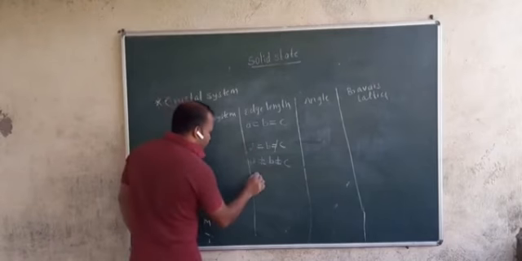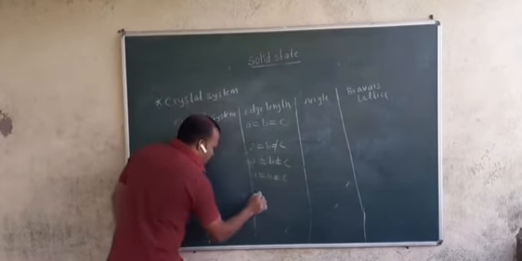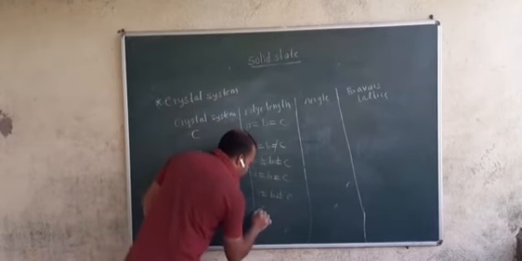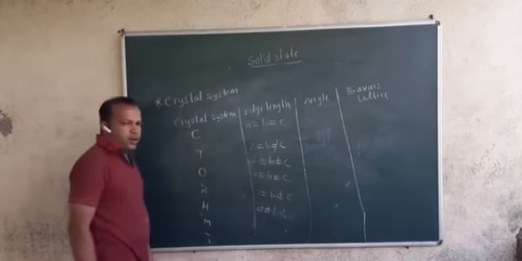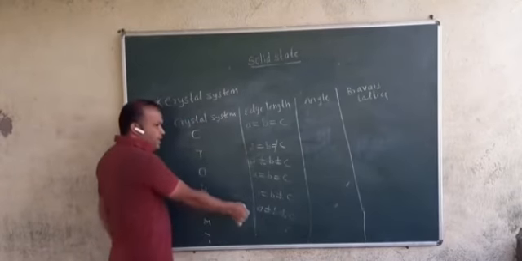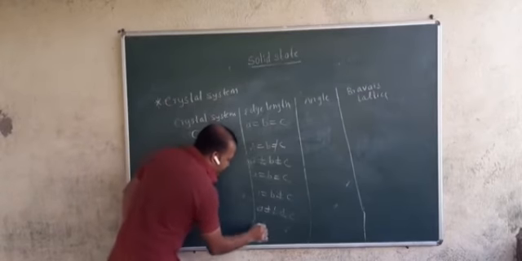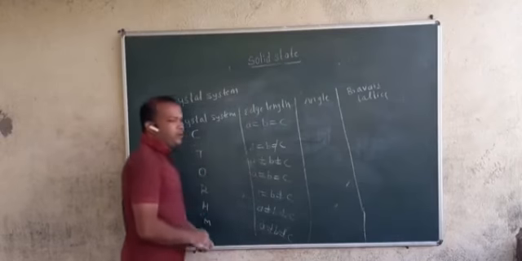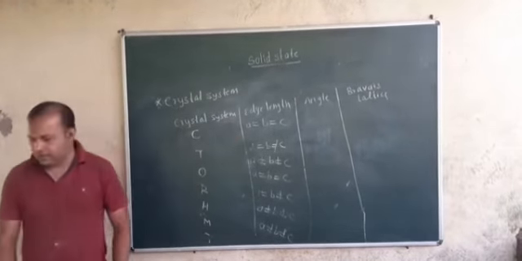Now again I will repeat from the first. A is equal to B, B is equal to C. A is equal to B, B is not equal to C. A is not equal to B, B is not equal to C. And the last one, again I will repeat this because total 6 are finished. We have 7. So again I will repeat this last one: A is not equal to B, B is not equal to C. Okay students, this much you write down. So edge length.